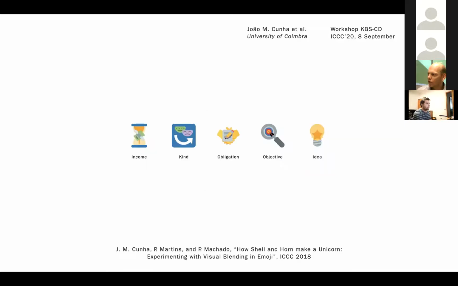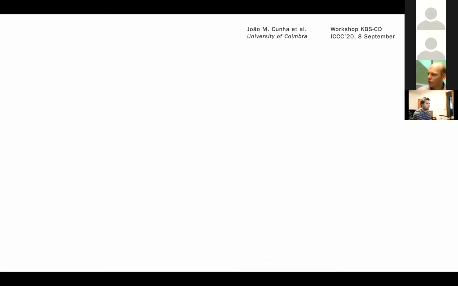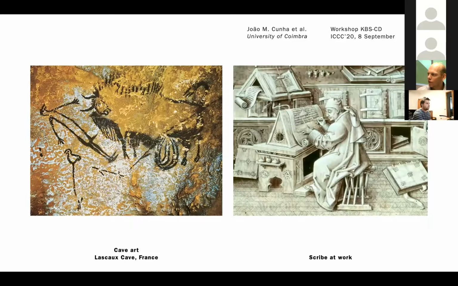And so these are some results that the user is able to produce, like for example, representations for income, kind, obligation, objective, idea. And so the system can not only produce these ones, but much more. So we've seen two projects which are related to these two images. And I'm going to show you a third one, which is quite different from these two.